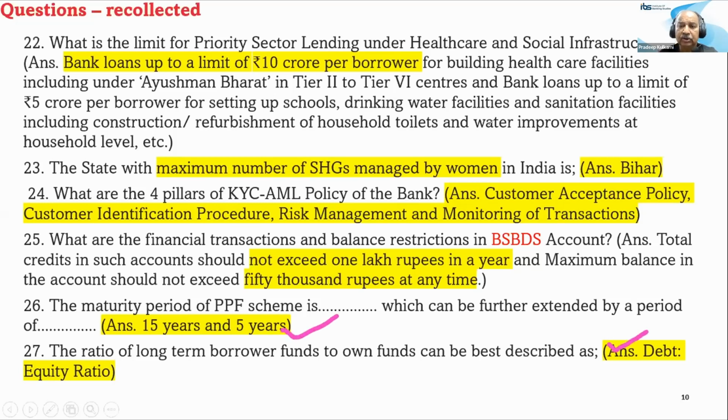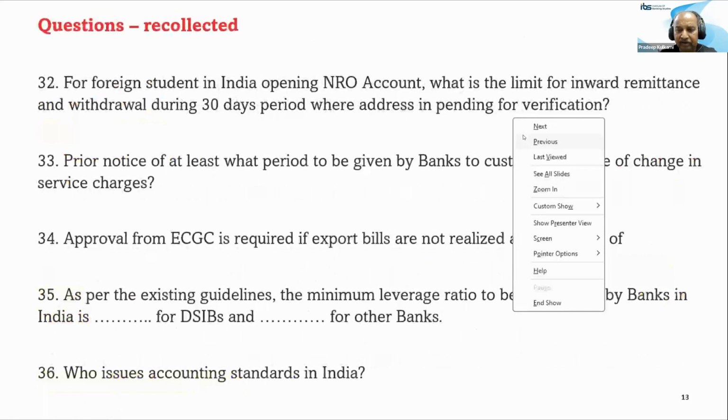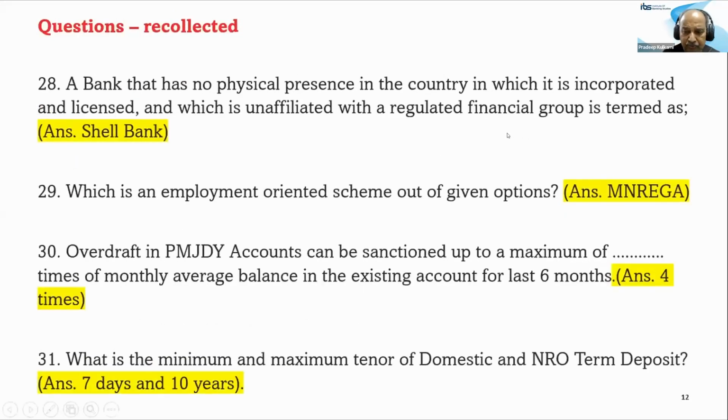And debt equity ratio. These are the few questions I thought we'll discuss before proceeding. A bank that has no physical presence in the country in which it is incorporated and licensed is termed a shell bank. Which is an employment-oriented scheme out of the given options: PMEGP, Mudra, Day NULM, MNREGA? Overdraft in a Pradhan Mantri Jan Dhan account can be sanctioned up to a maximum of, okay, 4 times, for the last 6 months.